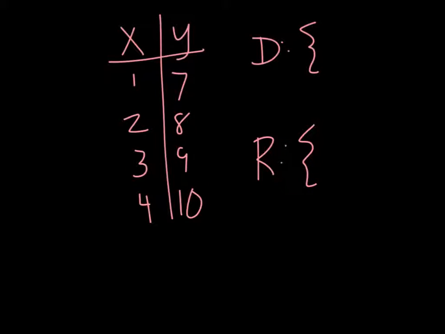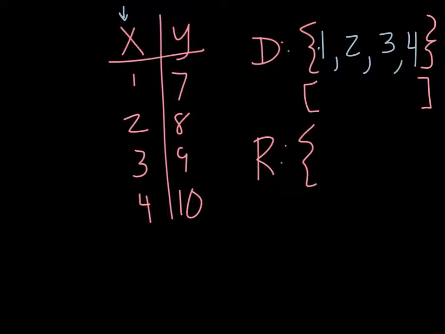So in this function, my domain is going to be my set of input values: 1, 2, 3, and 4. And this is the way that I expect you to write your domain. You write D and then a colon and then the brackets. If you can't draw a curly bracket, this is completely fine. And then you write your values. Range is the set of output values, so this function has output values of 7, 8, 9, and 10.